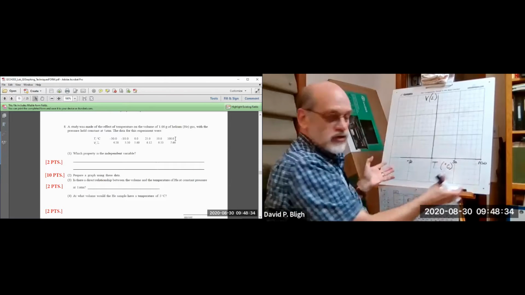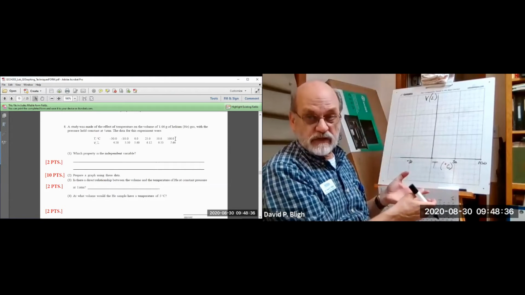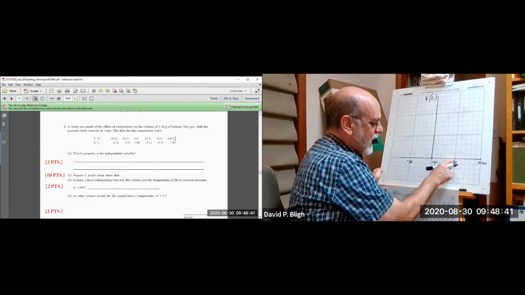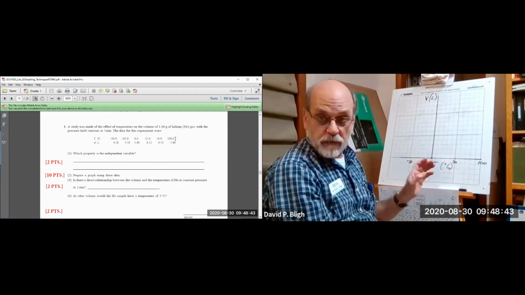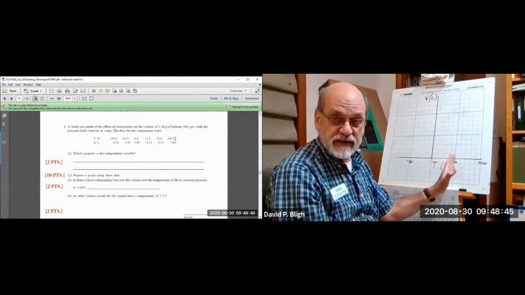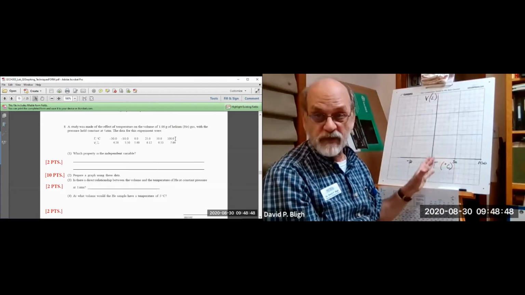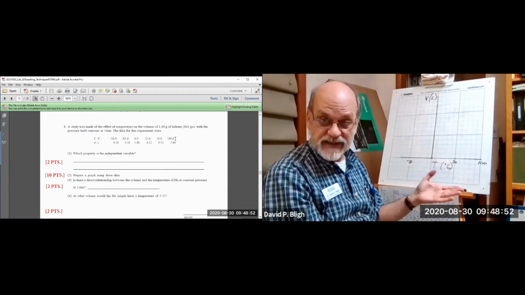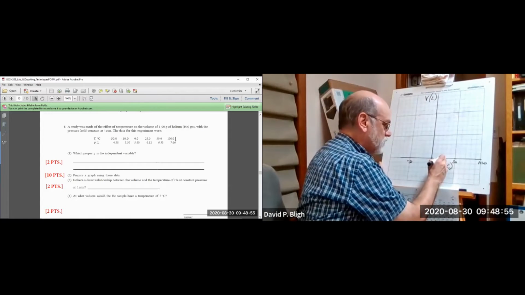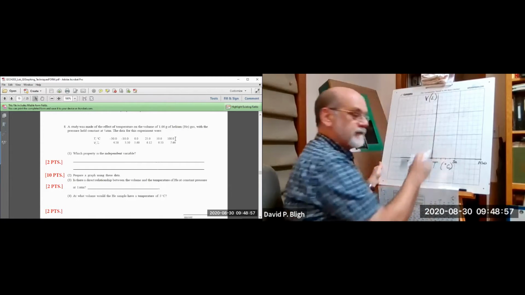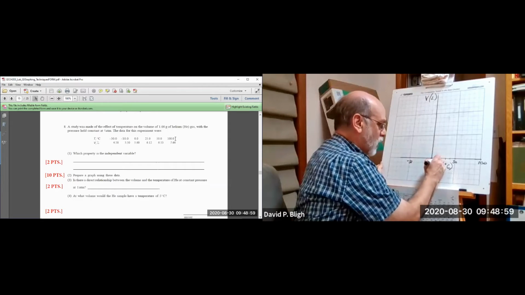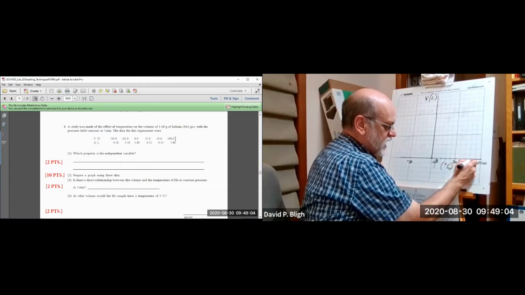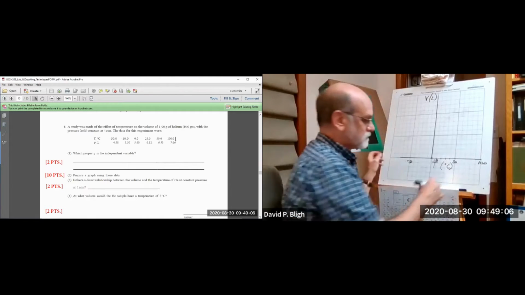Okay, so we've got our major divisions. Now, what are the subdivisions? The subdivisions would go 1, 2, 3, 4, 5. So if we take 5 squares to get to 50, what does each one of those squares represent? 10. Each one is 10. 10, 20, 30, 40, 50. So you can mark it that way. 10 to 50, 60, 70, 80, 90, 100.